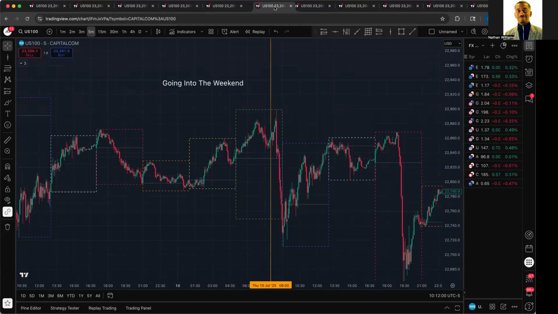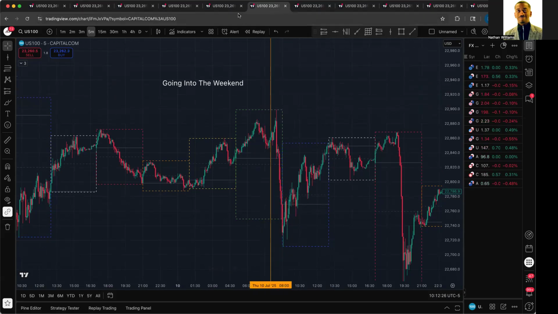Going into the weekend, you can see that at 8 o'clock, price ran up, hit a key level, and then ran down, and Friday made a low. So Thursday was the high of the day and mini Friday was the low. This is what I call going into the weekend. Thursday going into Friday, you already know after Friday is the weekend. It's a setup where Thursday makes the high and Friday makes the low, or vice versa.